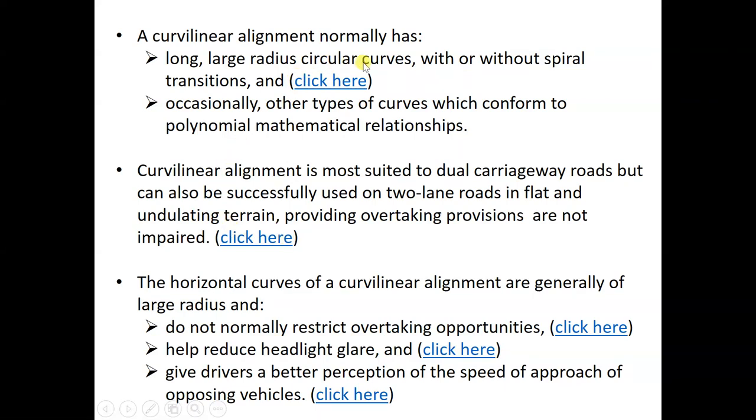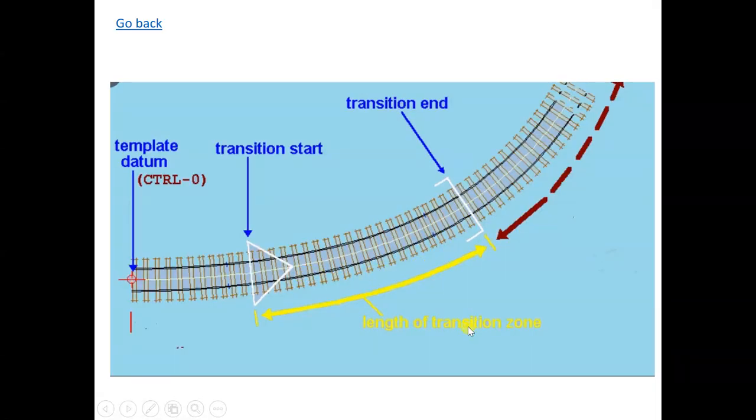A curvilinear alignment normally has two things. Firstly, long radius circular curves with or without spiral transition. So the long circular curves could be just a plain circular curve, that means no spiral transition, or it has a spiral transition. In this case, it has a transition, or the spiral, from the straight line, and the transition starts from here. After a fair distance of transition, it will change to a circular curve. Then it will go back to the transition again, and then exit, and go back to the straight line again.